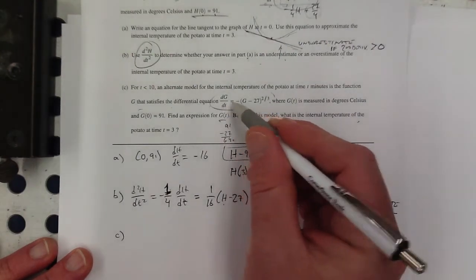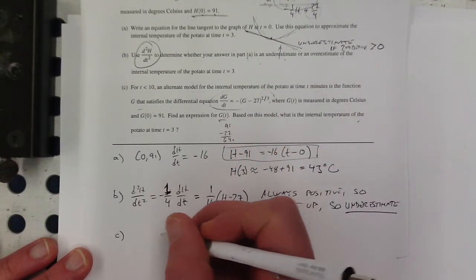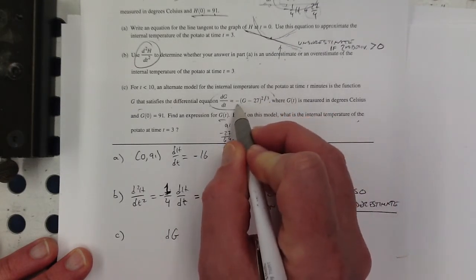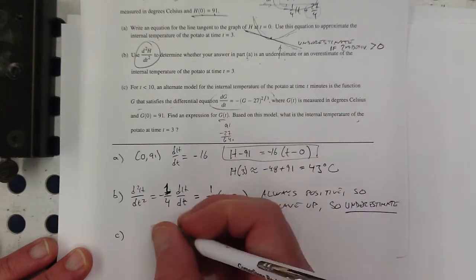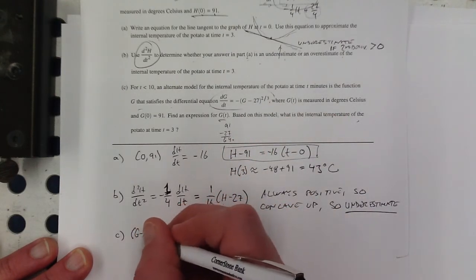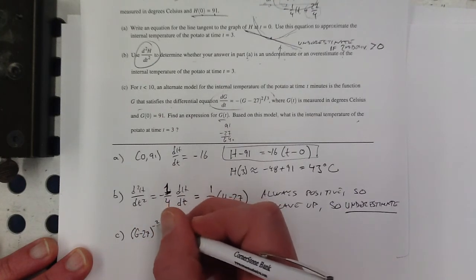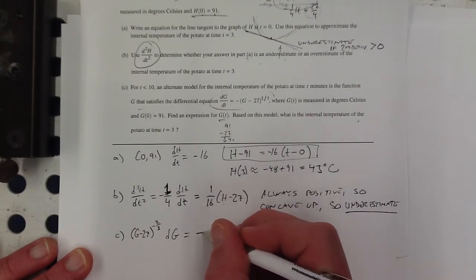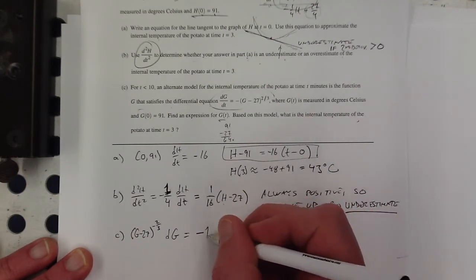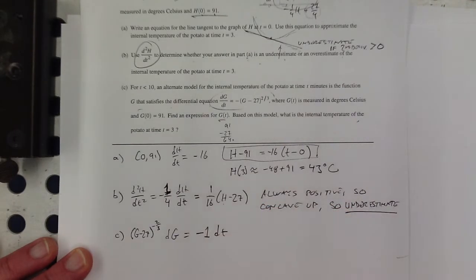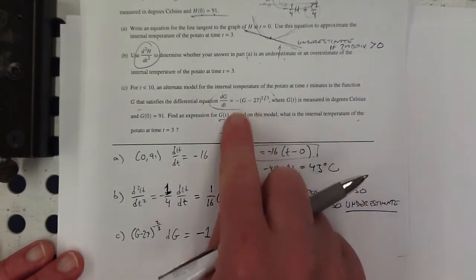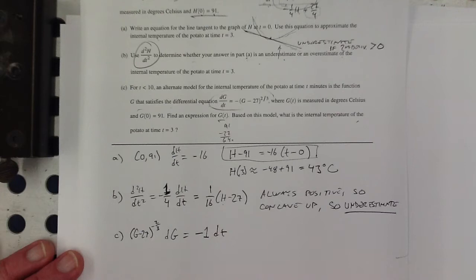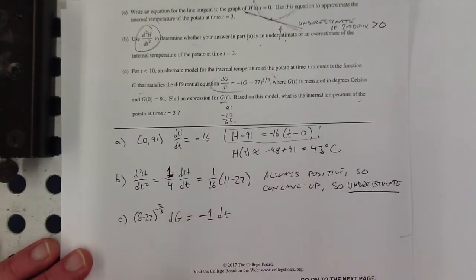So the dg has to stay on this side. I'm not going to bring the negative sign with this when I move it over. I'm going to move g minus 27 to the negative 2/3 power over, and then I'm going to leave the minus sign. It's like a negative 1, you can write the 1 there if you want, dt. If there's any kind of constant, I always leave that on the right-hand side. I think it just makes things a little bit simpler. Okay, so there's my separation of variables.